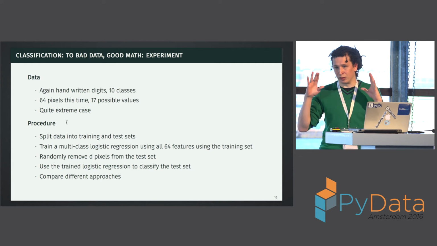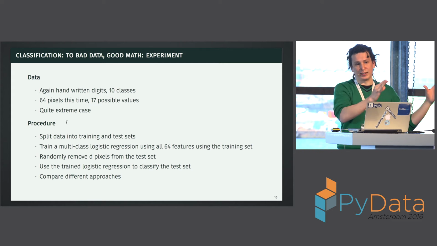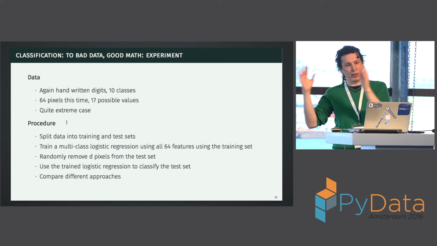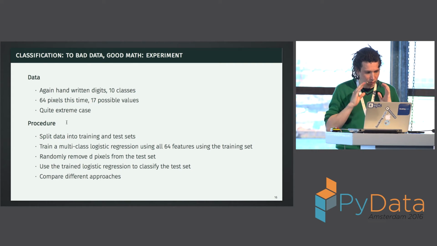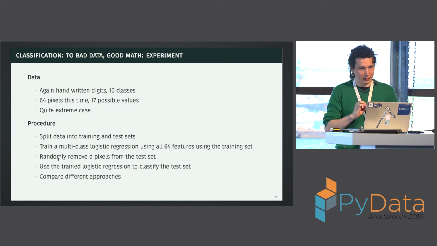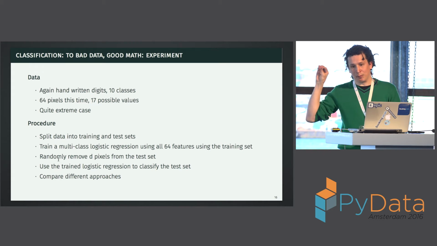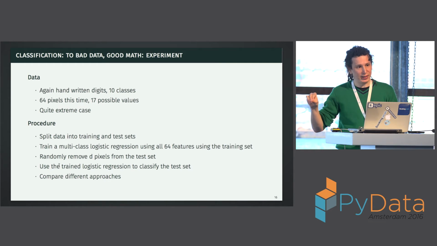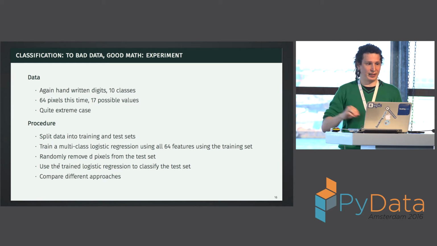So here's the procedure to show that this actually works. I split the dataset into train and test. So I have some pictures in the training data, in the training set, sorry, and some pictures on the test set. Then I train a multi-class logistic regression on the training set using all possible pixels, all the 64, no missing data. And then I randomly remove the pixels, 1, 2, 3, 4, from the pictures in the test set only. And then I use the already trained logistic regression on the train set to try to predict the contaminated test set. And I compare different approaches.